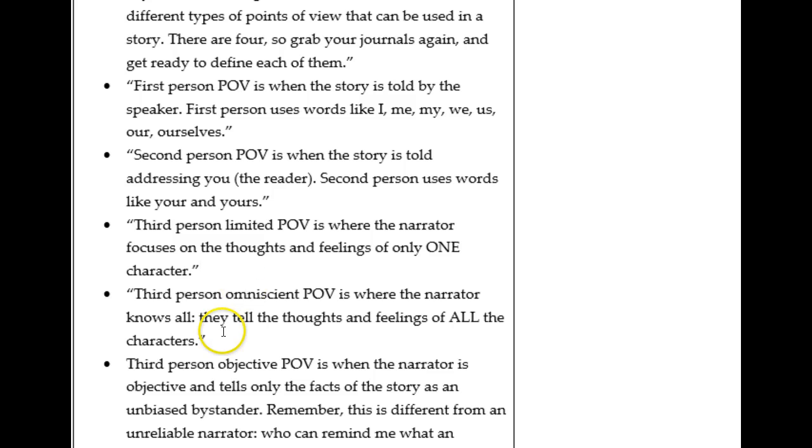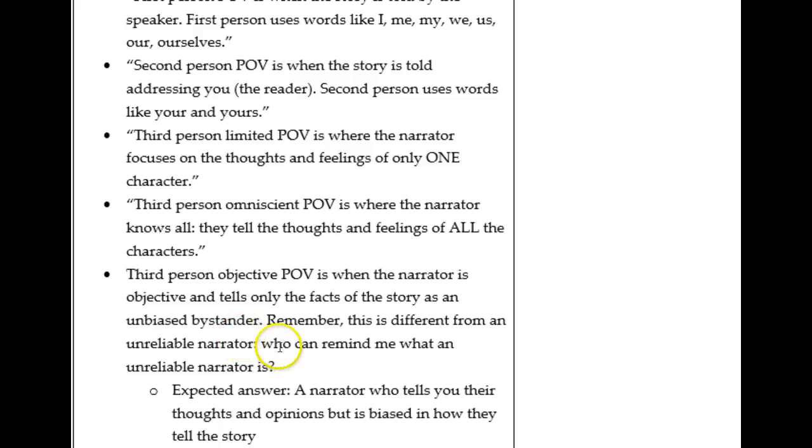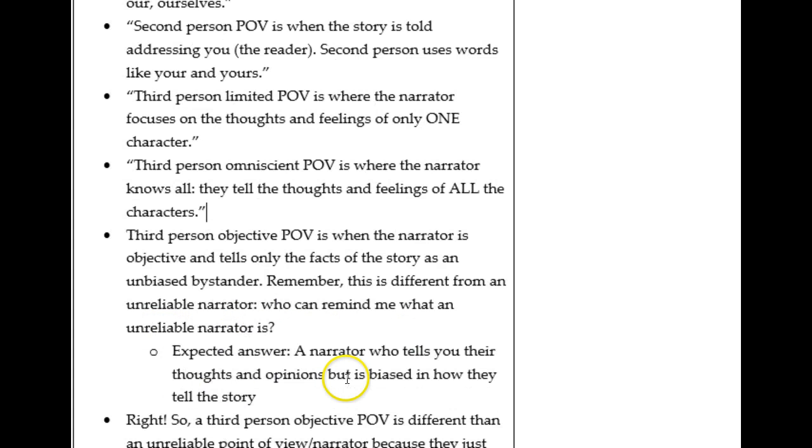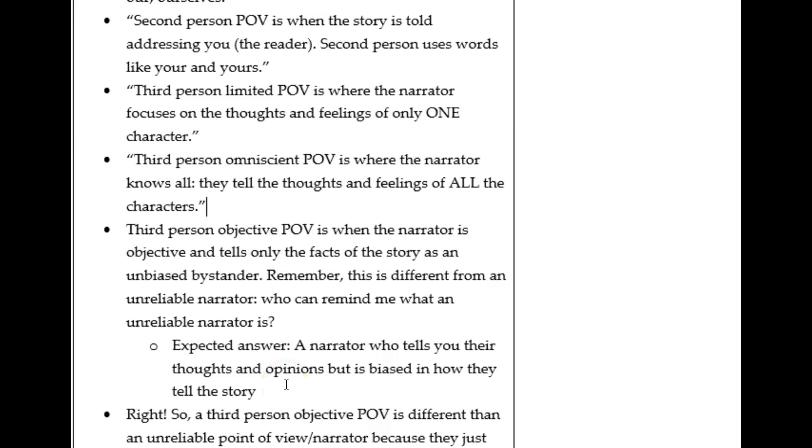Can you think of an example? I've got one ready. Here's another, third person omniscient. I'm thinking of an example, got one ready. And maybe even a little piece right here, because you say third person objective point of view is when it's narrator objective. It's different from unreliable. Who can remind me that unreliable is... and so on.